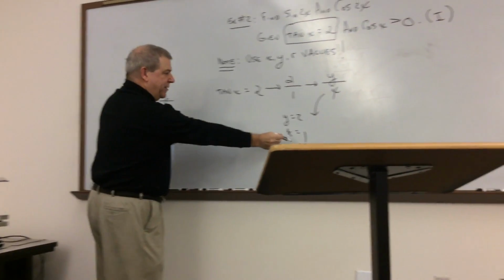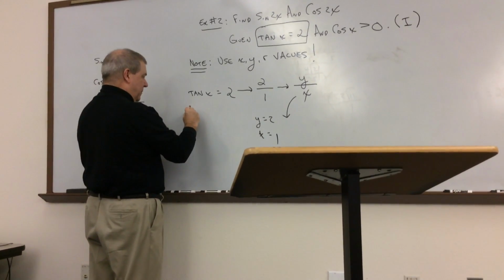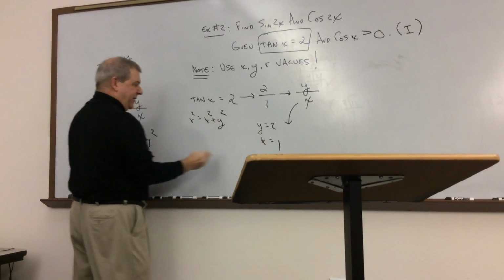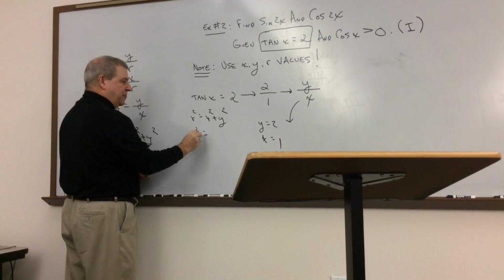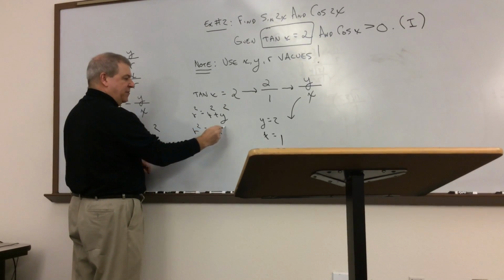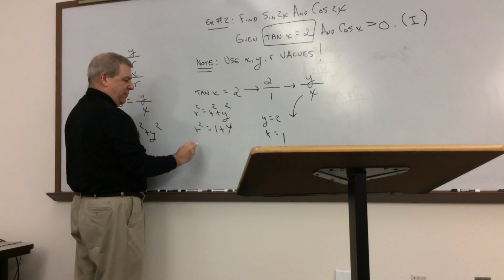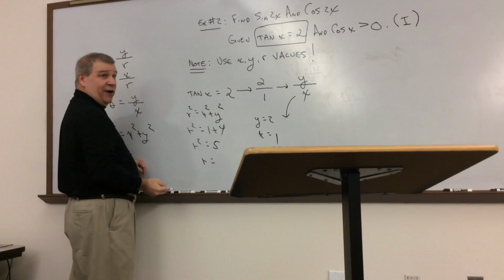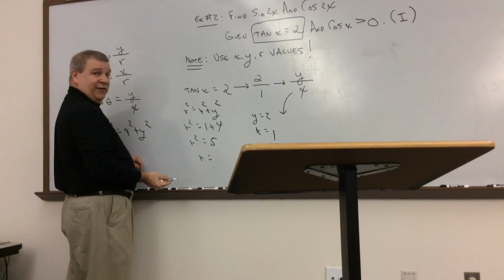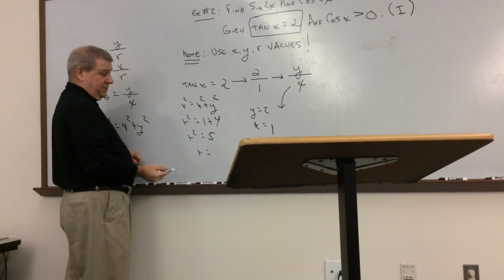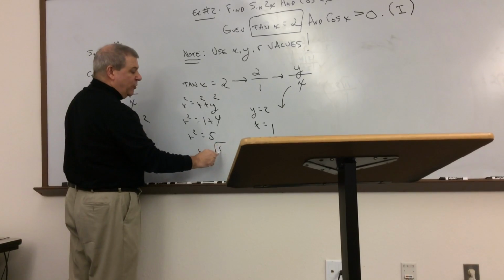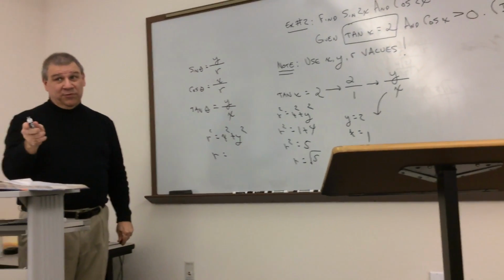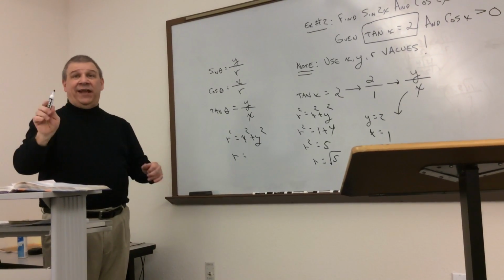Well, here, let's do it. R squared equals x squared plus y squared. So let's put the numbers in. R squared equals 1 plus 4. I'm just putting them in. So r squared is 5. So what's the value of r? Radical 5. True or false? R is always a positive number. That's true. X and y could change depending on the quadrant.